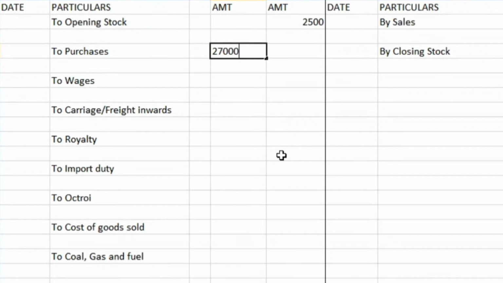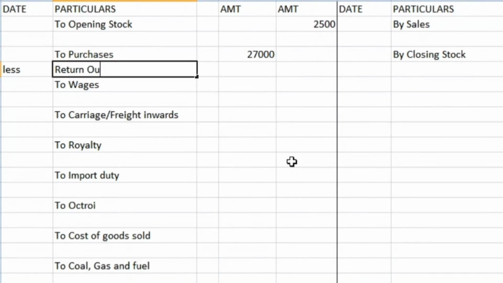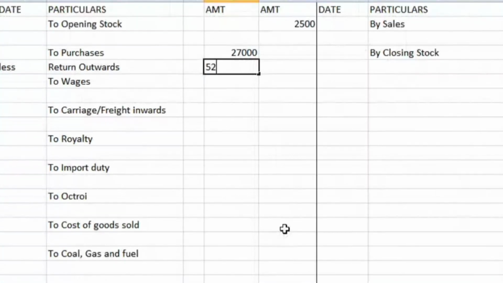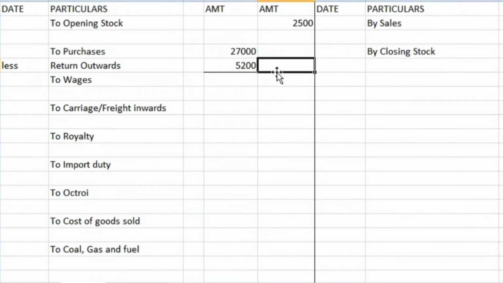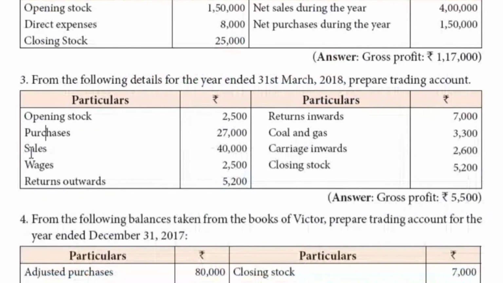So that's 27,000 less return outwards. Okay, so return outwards is 5,200. Put it in the inner column line and get the answer: 27,000 minus 5,200. Put that straight across to the outer column. Okay, don't put it down, it will go off to wages. That is the purchases.